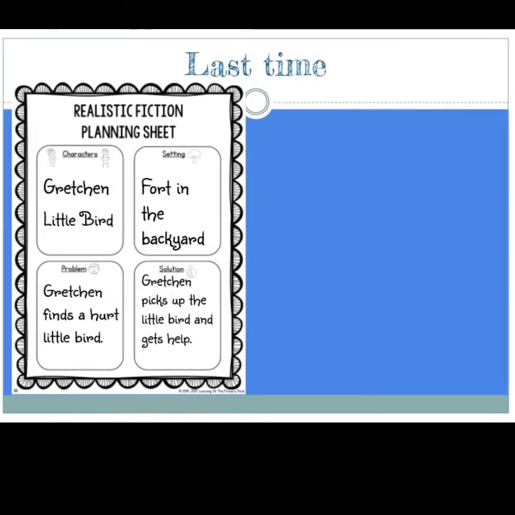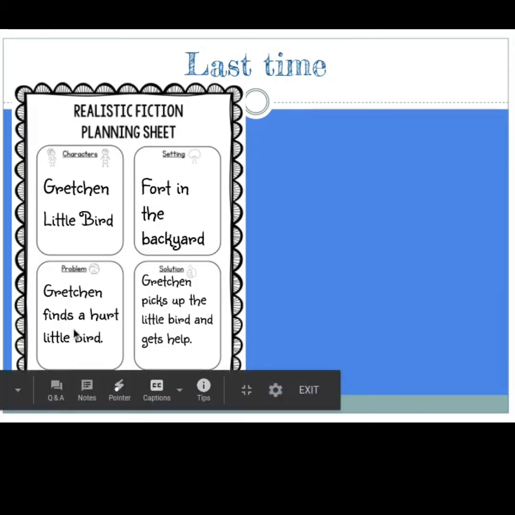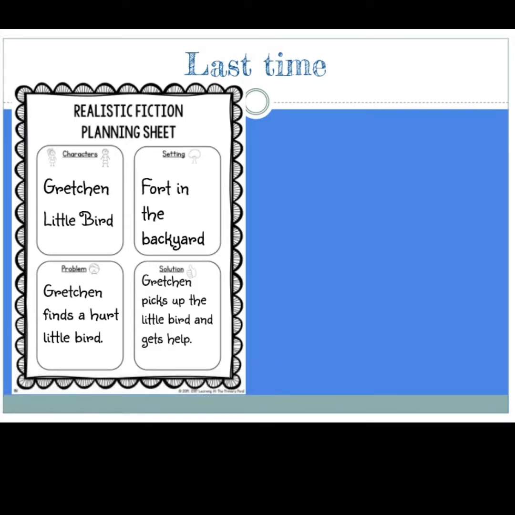Last time, I filled in my realistic fiction planning sheet. My characters' names were Gretchen and Littlebird. The setting was a fort in the backyard. The problem was Gretchen finds a hurt bird, and Gretchen picks up Littlebird and gets help was the solution. So that's the outline of my story.